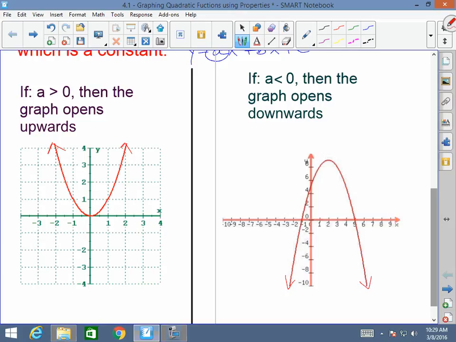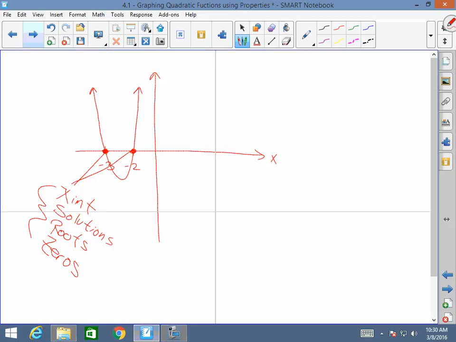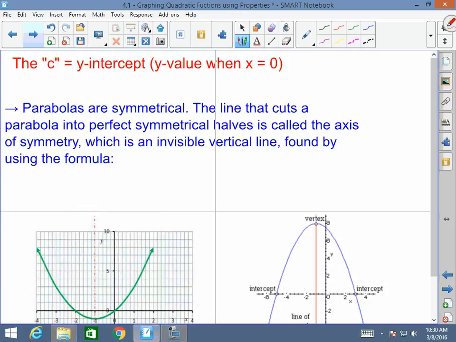Vice versa. If your a is negative and you graph it and it's pointing upwards, stop, erase, you did it wrong, redo it. Okay, guys? If the a is positive, the graph points upward. If the a is negative, the graph points downwards. Okay, the c, once again, that's the y-intercept, the y value on the y-axis when x is 0.